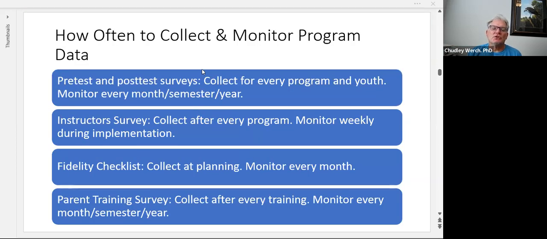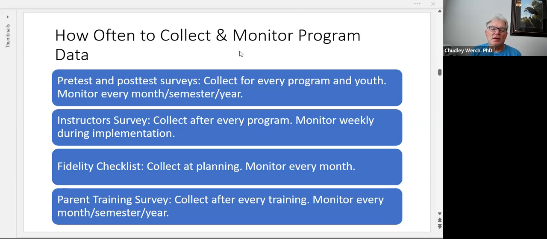How often should you collect and monitor your program data? Now, some of you said quarterly was your preference. Some of you said immediately. Some of you said annually, but here's what we recommend. In terms of pre and post-test surveys, every youth or every young adult, every participant should be giving a pre and a post-test. And we recommend monitoring those on a monthly basis or a semester basis or an annual basis.